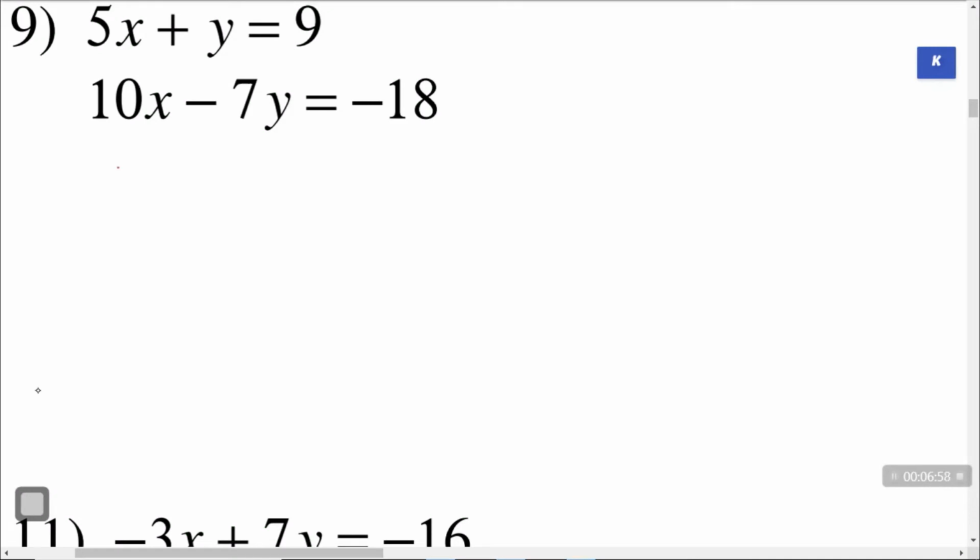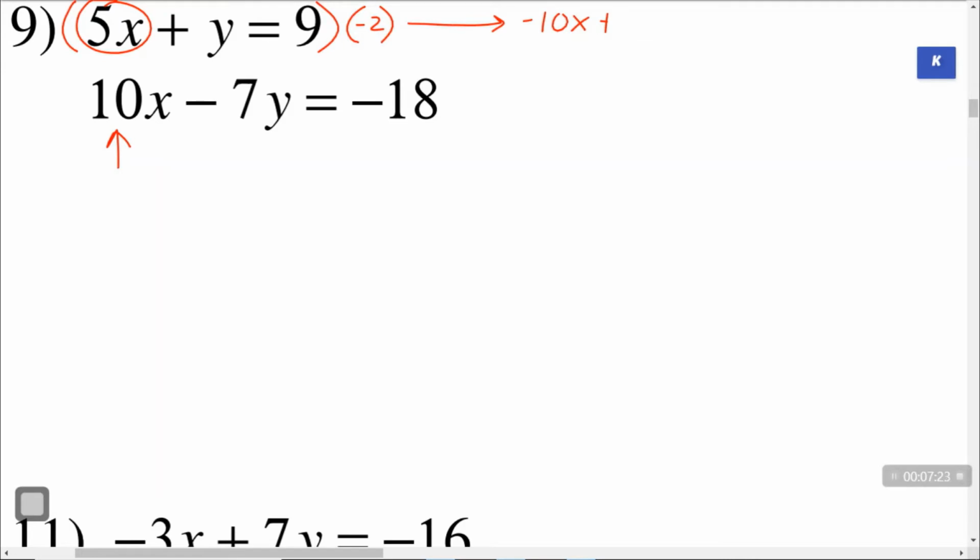I'm going to start with x. If I wanted to eliminate x in this case, I notice that I have 10x, and I need to get 5x to be the opposite of that. Well, what times 5 gets me to the opposite of 10? Well, the opposite of 10 is negative 10. Well, I need to multiply the entire top here by negative 2. That will take negative 2 times 5x and give me a negative 10x. That's what I was looking for.